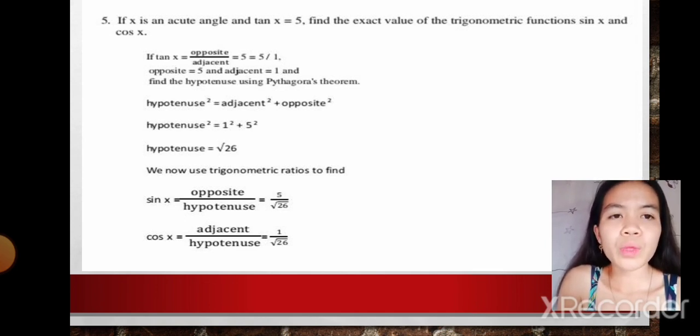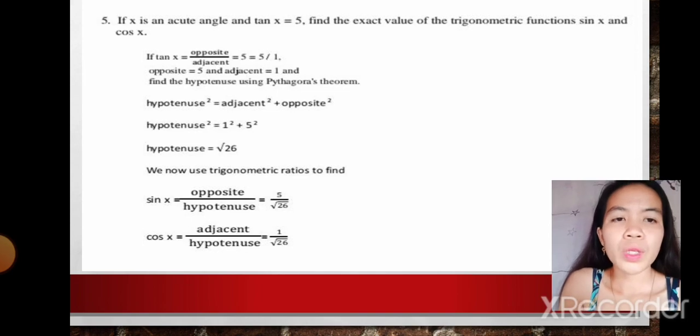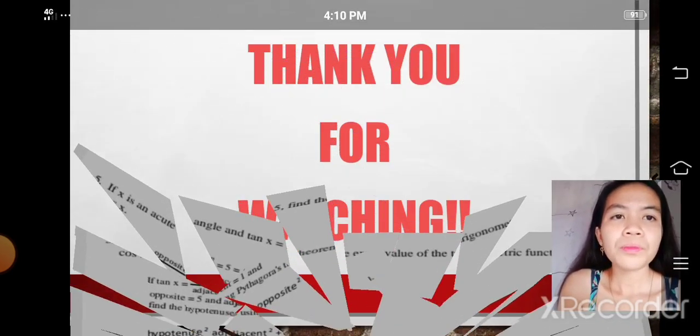So we now use trigonometric ratios to find sin x is equal to opposite over hypotenuse, where our opposite is equal to 5 and our hypotenuse is equal to the square root of 26. Cos x is equal to adjacent over hypotenuse. Our adjacent is equal to 1 over our hypotenuse, the square root of 26.